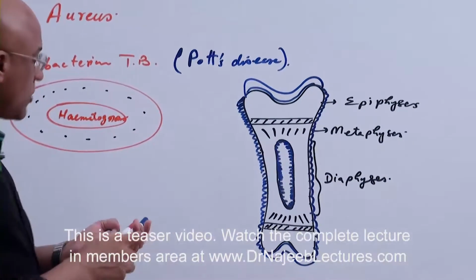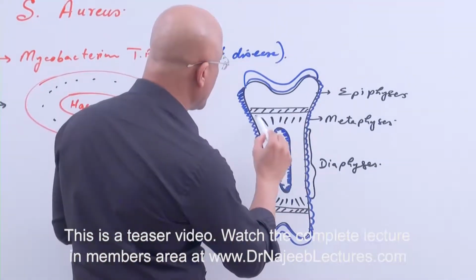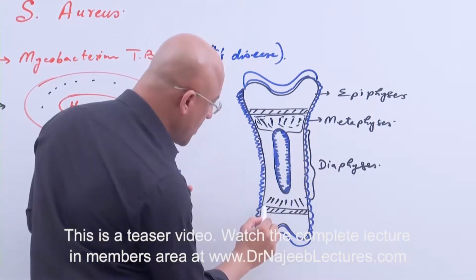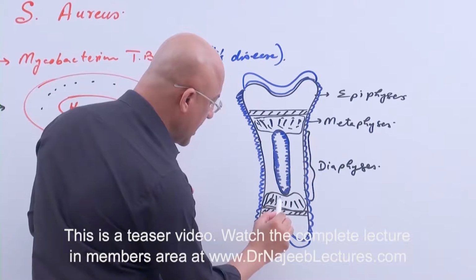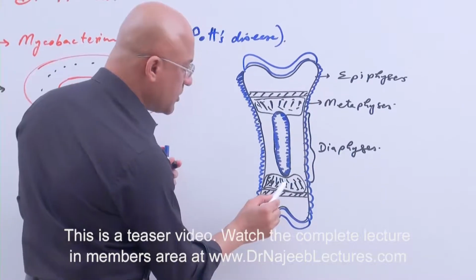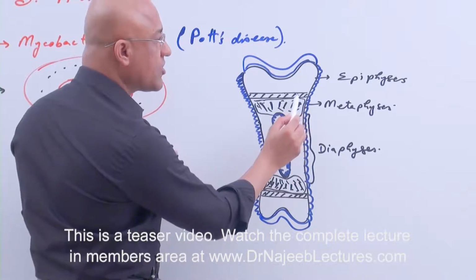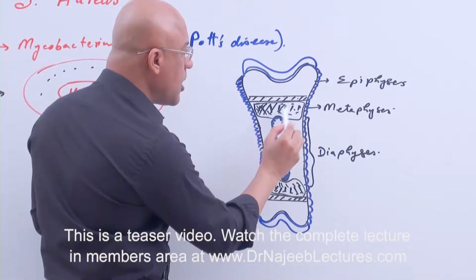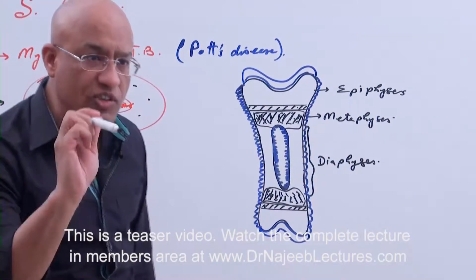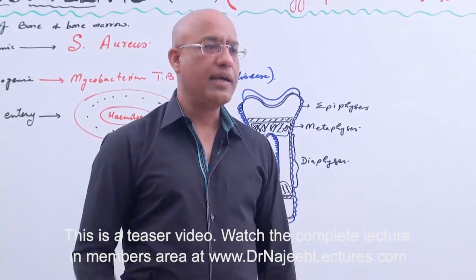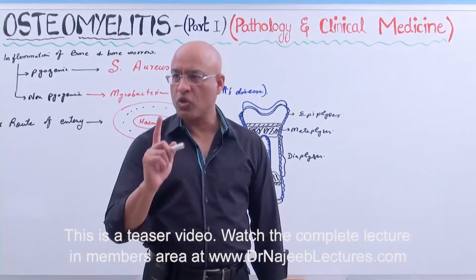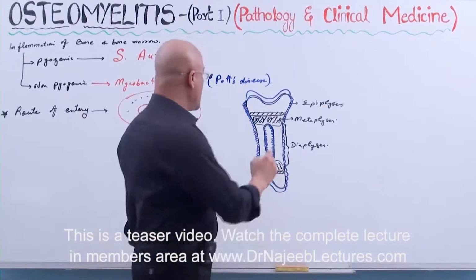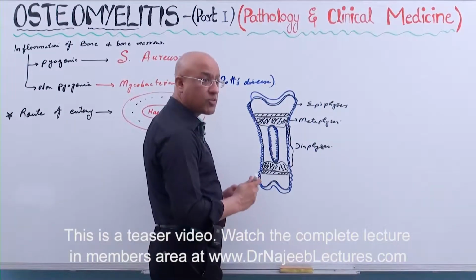But what I want to specially mention is this part of the bone here, the growing part of the diaphysis, which is just under the growth plate, or the epiphyseal plate. This part is, yes, the metaphysis. Why am I stressing so much on the metaphysis? There's a reason for that. In children, the most common site in the bone to get involved in osteomyelitis is the metaphysis. Later on I will explain why.